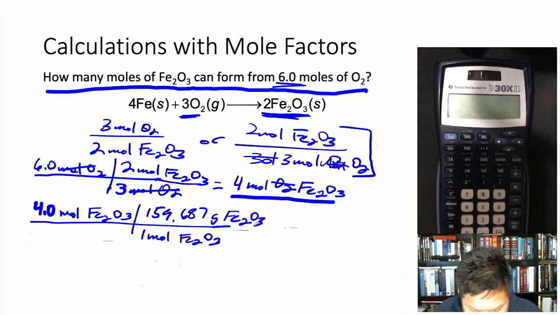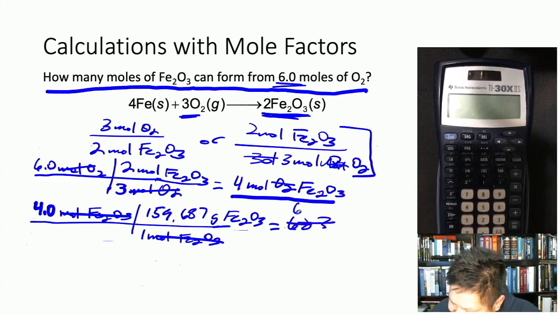Right? So I'll cancel out moles of that, right? Multiply the molecular weight by 4, and that gives me 630, try that again, 638.71 grams of iron oxide.